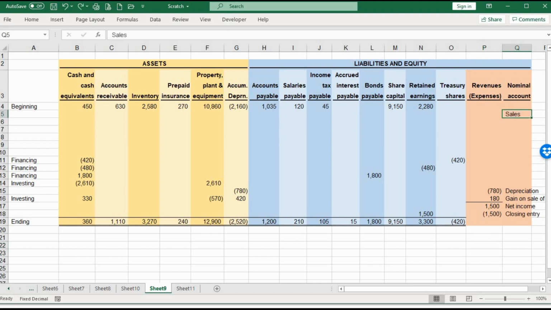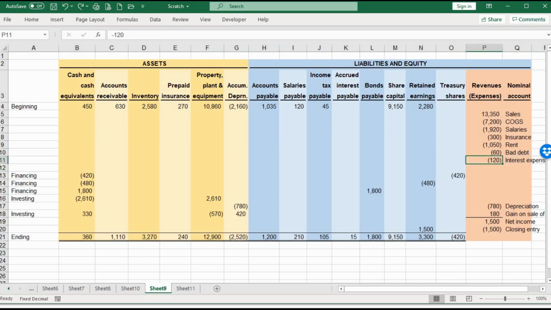So let's start with sales of 13,350, cost of goods sold of negative 7,200, salaries of 1,920, insurance of 300 pesos, rent of 1,050 pesos, bad debts of 60 pesos, interest expense of negative 120 pesos, and income tax expense of 600 pesos. So all these nominal accounts are related to operating activities.